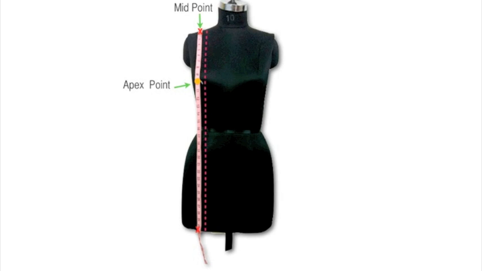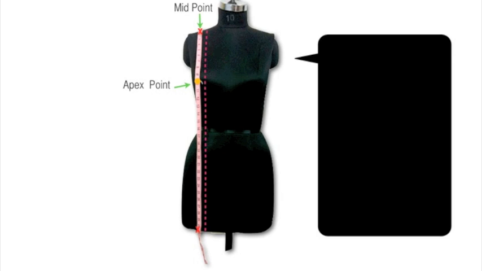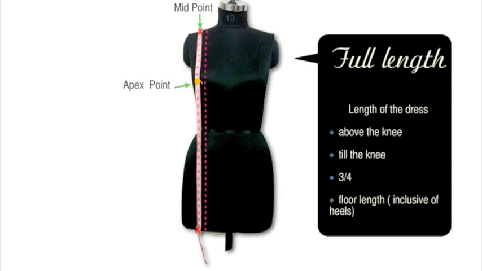Okay, great. Time to capture your full length. Full length is nothing but the length of the dress. How long or short do you want your dress to be? Your full length could be up till your knee, or it could be above your knee, it could be 3/4, or it could be floor length. While measuring your full length, go back to the midpoint, keep the tape there, pass through the apex point, and measure up till the length that you want.